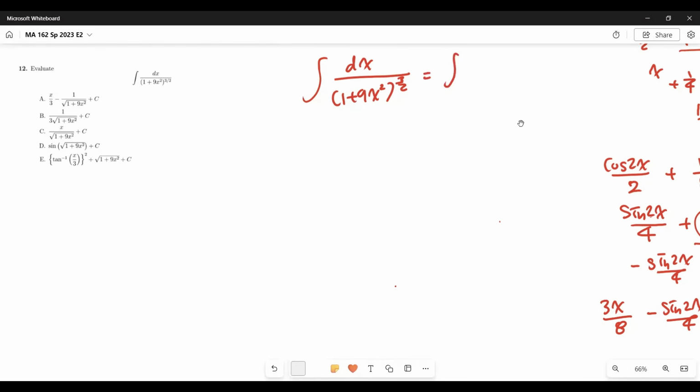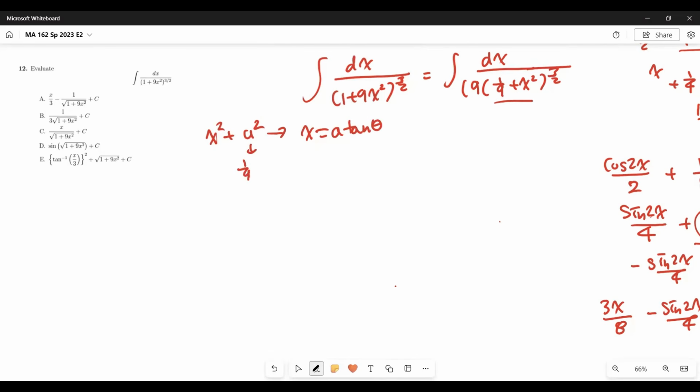So this is dx over, we're going to group it by 9. So this is going to be 9 times (1 over 9 plus x squared) to the 3 over 2 power. Since we remember that x squared plus a squared, you can write it as x equals a tangent theta. And then we know our a squared is 1 over 9 if you write it in this format. So a is 1 over 3.